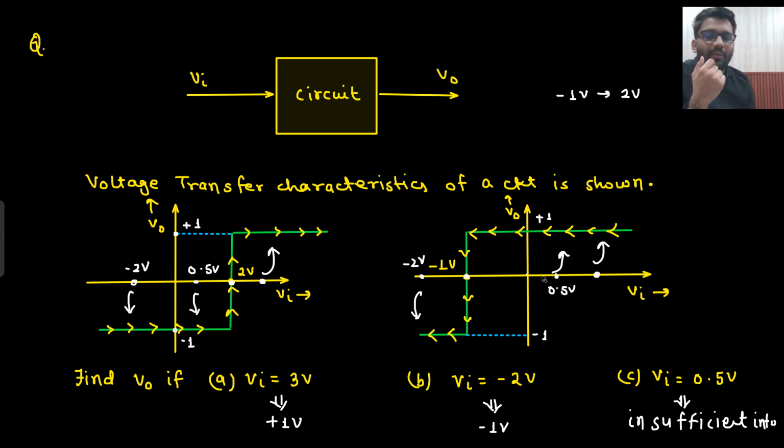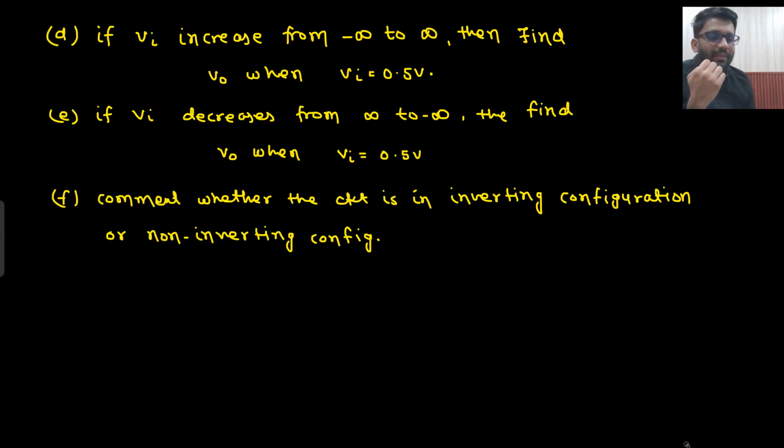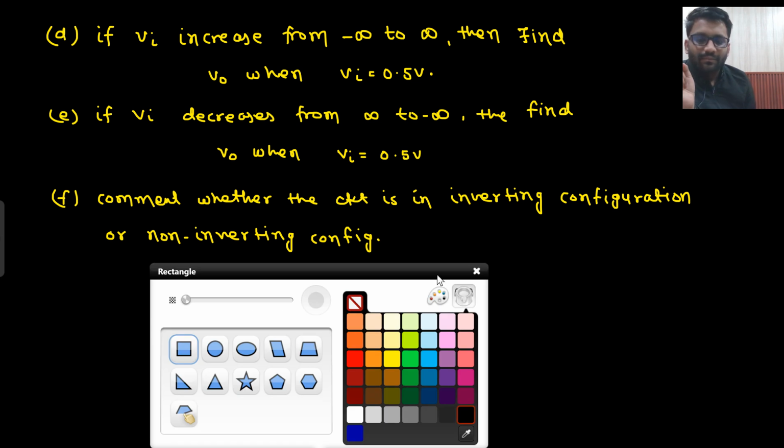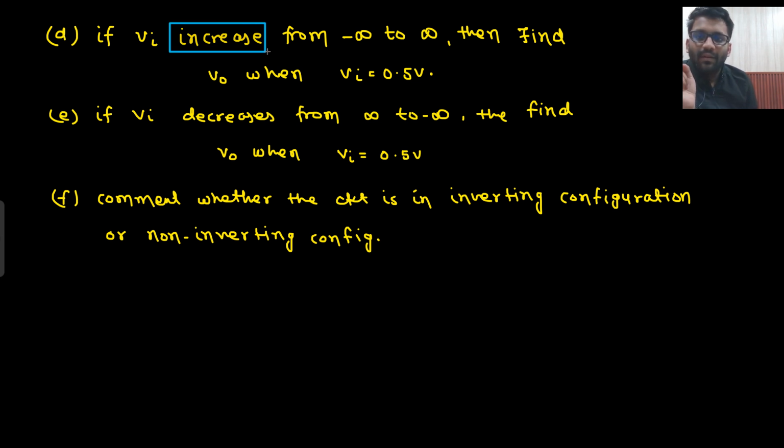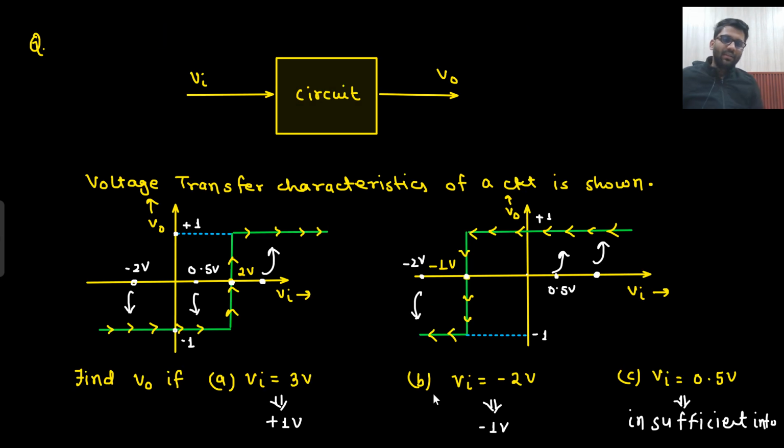So how should the question have been framed? The question should have been framed in this manner: if my Vin is increasing from minus infinity to infinity. In place of minus infinity to infinity, they could have written anything. The important point is that your Vin is increasing. So if your Vin is increasing from minus infinity to plus infinity, this arrow is showing that Vin is increasing, no? That means you are going in the increasing direction of Vin. This will be the increasing direction of Vin, no?